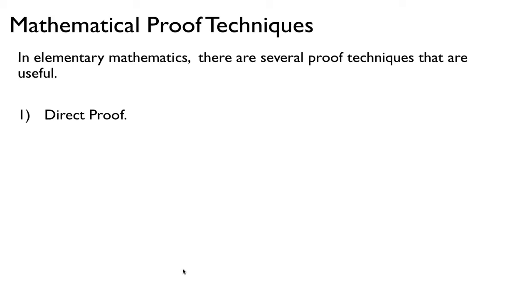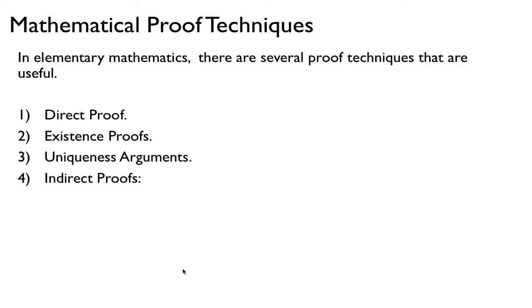So here are some mathematical proofs that are common in basic math. The first one is called direct proof. We'll go through each of these in detail later: existence proofs, uniqueness proofs, and indirect proofs. There are actually two kinds of indirect proof: proof by contradiction and proof of the contrapositive. So let's go through each of these proof techniques.